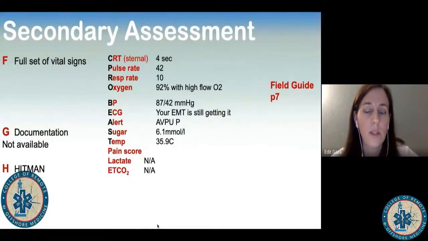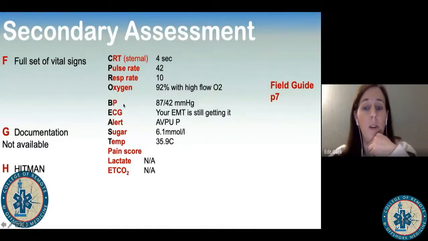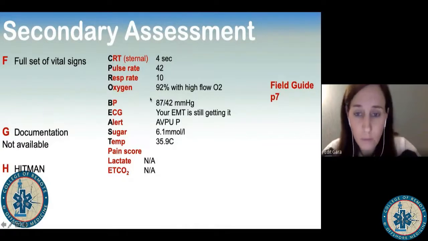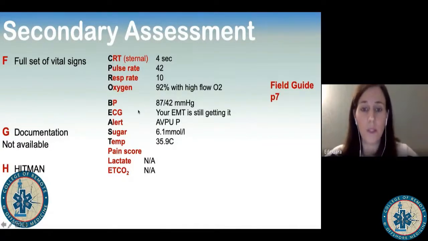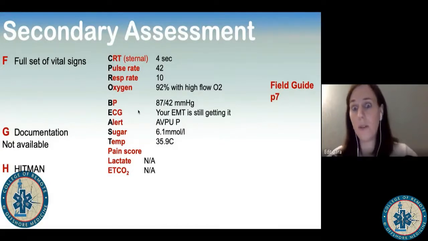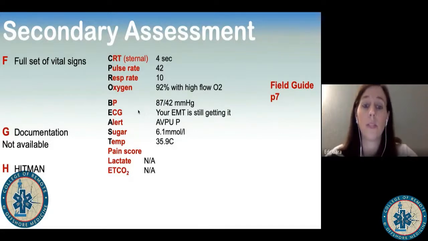Okay, so you do the detailed secondary assessment. Now you can get the exact pulse rate, which is definitely low, around 40. You give high flow oxygen in a non-rebreathing mask, and with this equipment you get 92%. You measure the blood pressure, which gives you another red flag because he's clearly hypotensive. You get an ECG to see what's the rhythm, what's going on. The sugar level is good, so it's not a hypoglycemia or hyperglycemia. So the glucose metabolic condition looks fine at the moment.